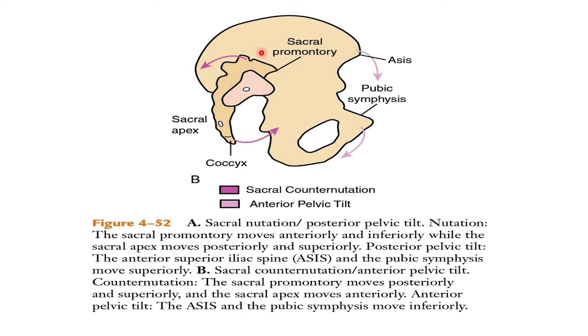So during counter nutation, the sacral promontory will be moving posteriorly and superiorly, and the sacral apex will be moving anteriorly. So this is what is happening during the hip extension.